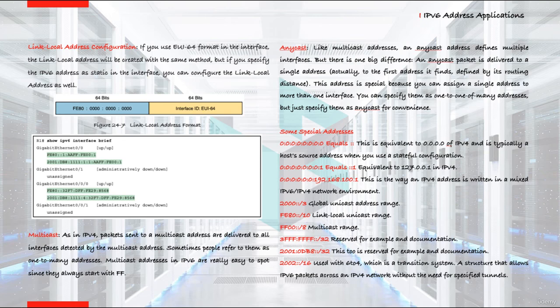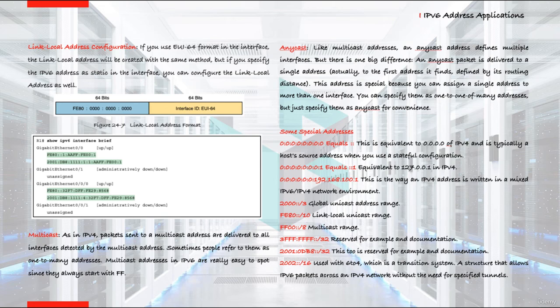Now let's look at some special addresses here, like this one where, when we type all zeros, it is like putting two colons on top of each other. This address corresponds to 0.0.0.0 in IP version 4. If you see such an address, you can understand that it performs the same function as 127.0.0.1 in IPv4.